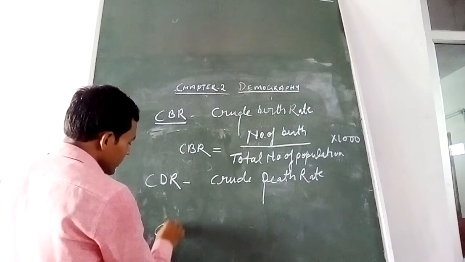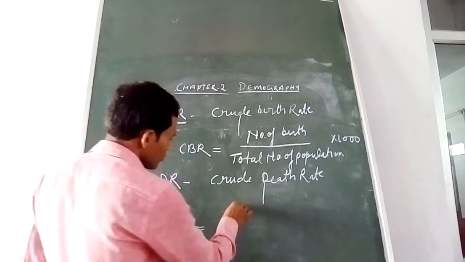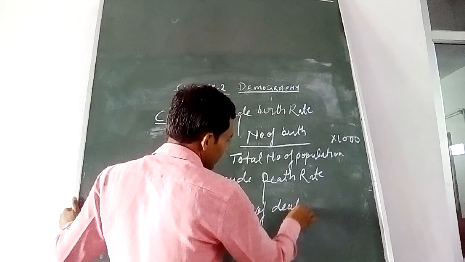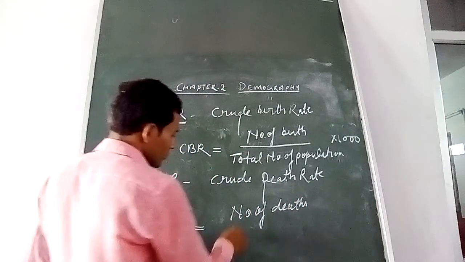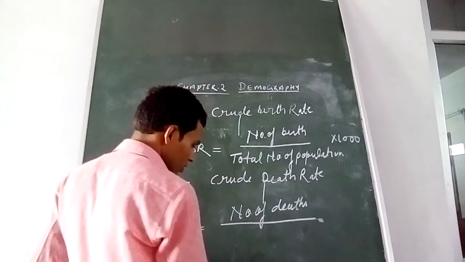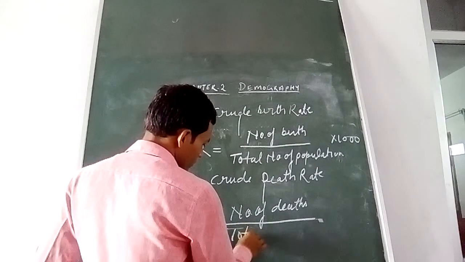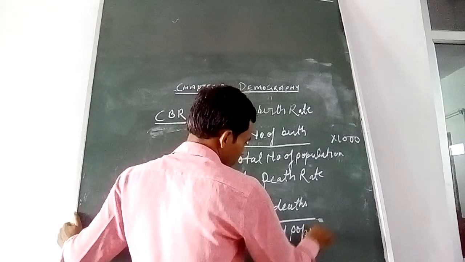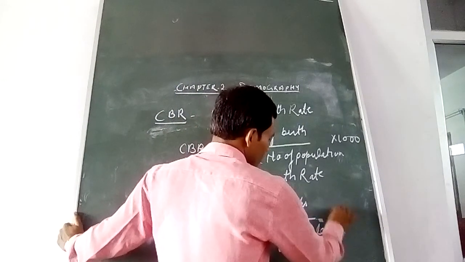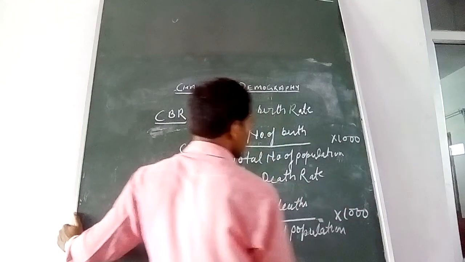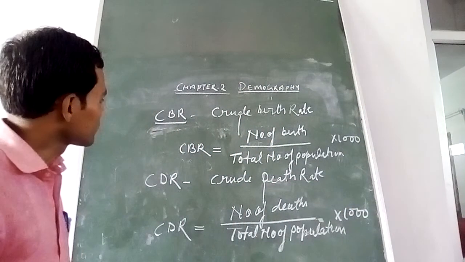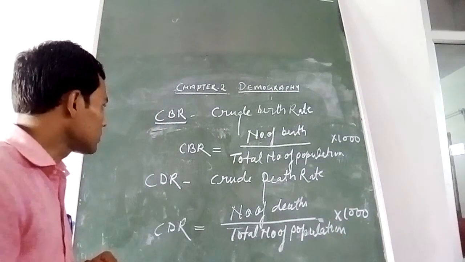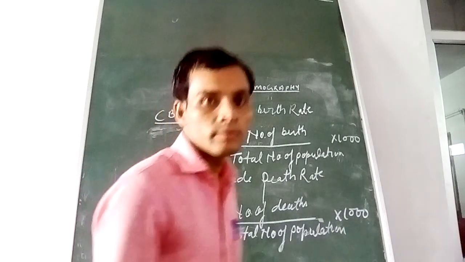Then the formula is CDR equal to number of deaths upon total number of population into 1000. These are the two formulas which tell us the crude birth rate and crude death rate.